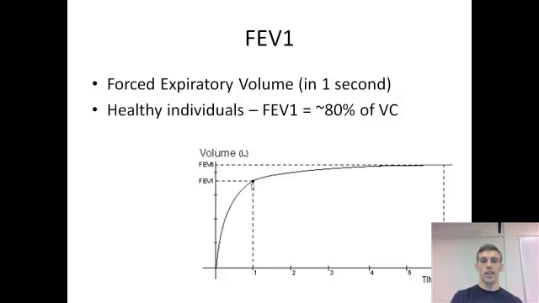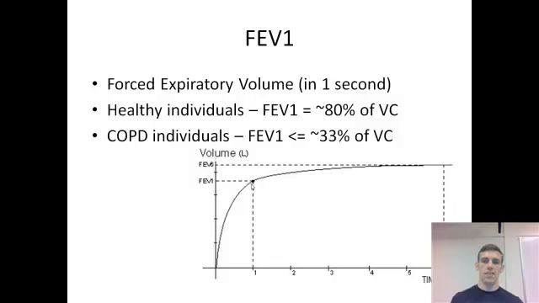Okay, now an unhealthy individual, maybe someone who has COPD, chronic obstructive pulmonary disease, will have an FEV1 less than or equal to about 33% of their vital capacity. So that's a very big difference. They'll try to blow out as much air as possible, but since they have a certain pulmonary disease, they won't be able to get it out. Okay, and so this is an easy way to diagnose any kind of disease that is related to the pulmonary function.